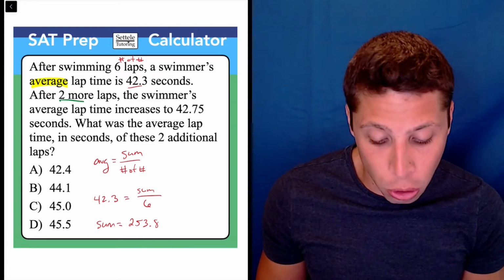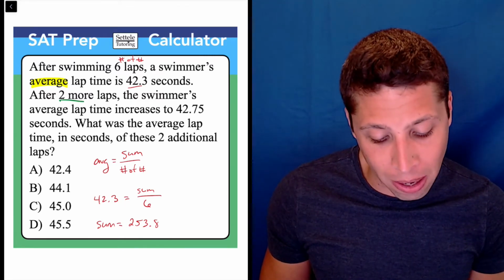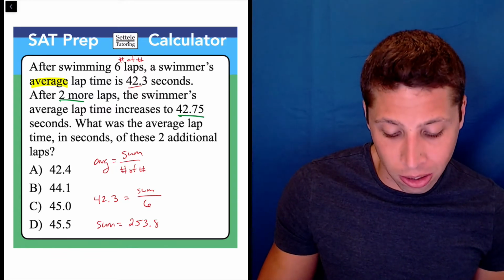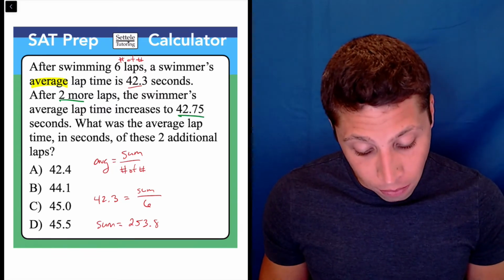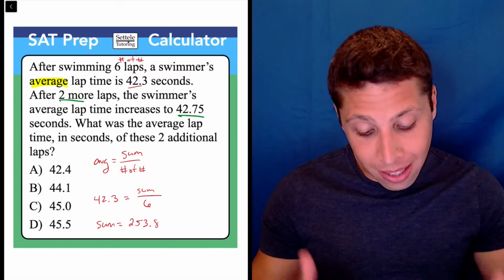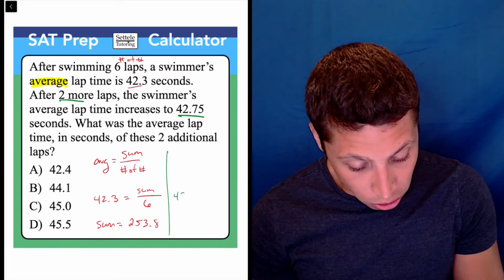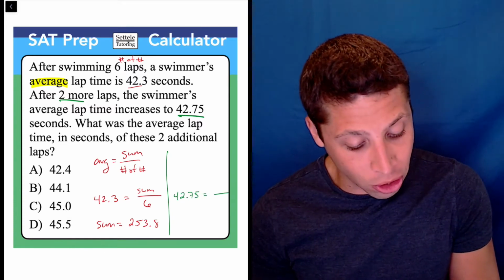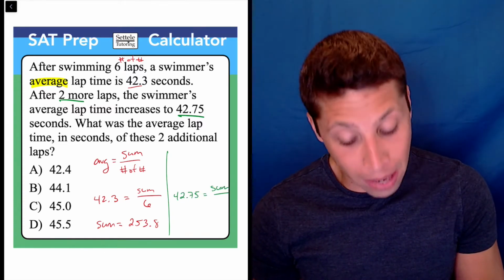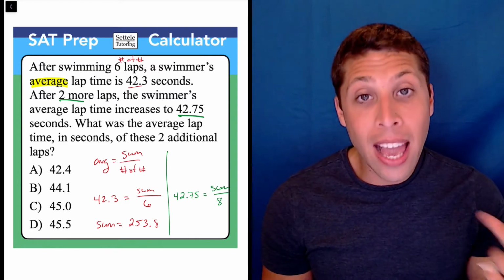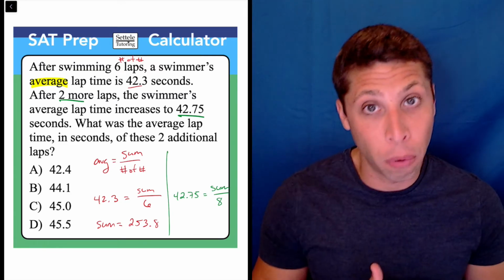So it says after 2 more laps, the swimmer's average lap time increased to 42.75 seconds. So, okay, cool. Well, if we have 2 more laps, we can still use this formula. But now, let's kind of split it up. 42.75 is my average. I still don't know the sum of this, but I do know now that I have a total of 8 laps, right? So the 6 that I had before plus the other 2.